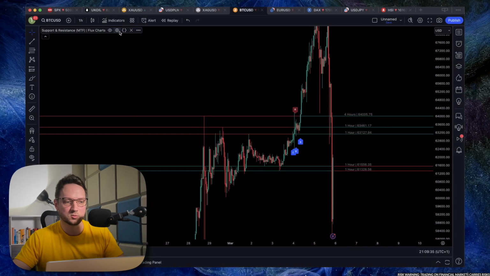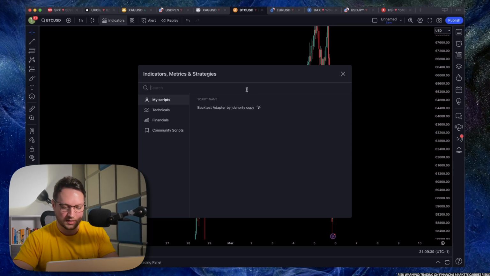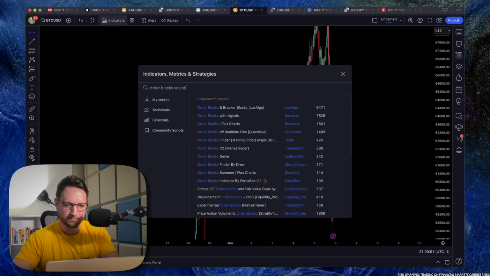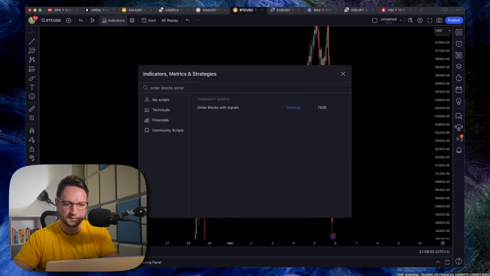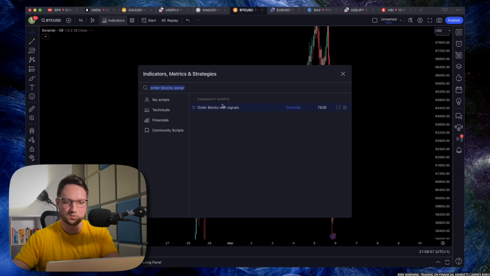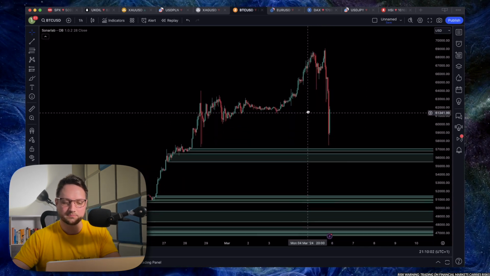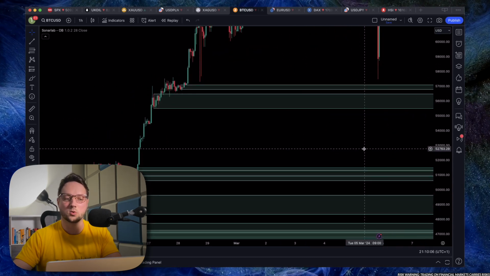So the next one is order blocks. So let's delete this one, and this indicator is created by SonarLab. So let's type order blocks. Order Blocks with Signals by SonarLab. So this indicator, as the name suggests, draws for us the order blocks.